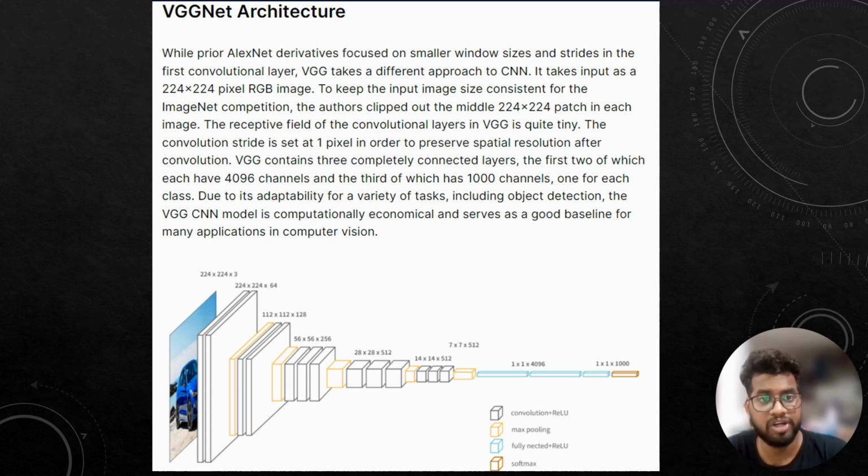The receptive field of each convolution layer in VGG is quite tiny. The convolution stride is set at 1 pixel in order to preserve spatial resolution after convolution. VGG contains 3 fully connected layers, the first 2 of which each have 4096 channels and the third of which has 1000 channels, one for each class. Due to its adaptability for a variety of tasks including object detection, the VGG CNN model is computationally economical and serves as a good baseline for many applications in computer vision.